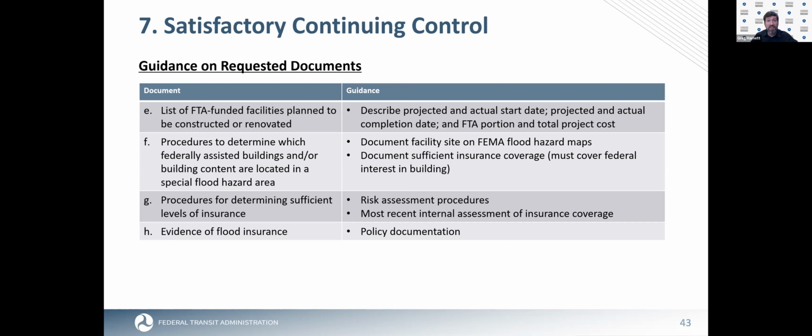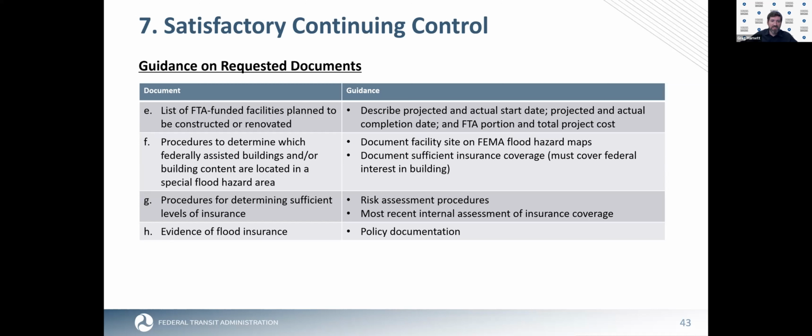So if you do have any facilities that fall into that category, what FTA is asking is that you have sufficient insurance coverage that covers the federal interest in that building. So this would be flood insurance. And as you can see, items G and H expand on this.